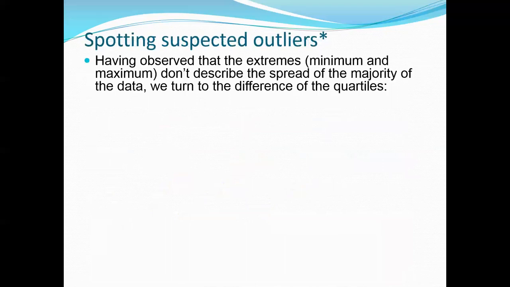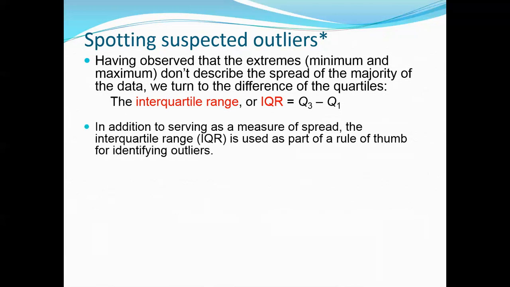Spotting suspected outliers. Having observed that the extremes, minimum and maximum, don't describe the spread of the majority of the data, we turn to the difference of the quartiles. The interquartile range, or IQR, is the difference between Q3 and Q1. In addition to serving as a measure of spread, the IQR is used as a part of a rule of thumb for identifying outliers.